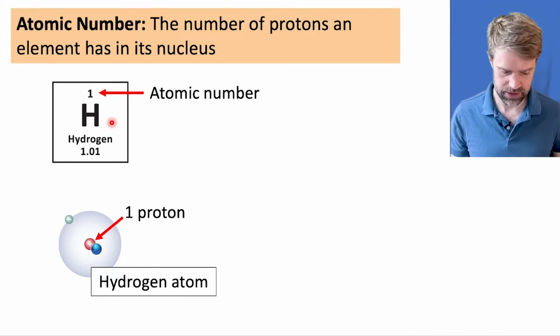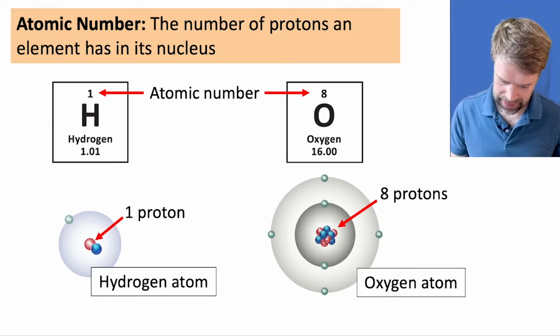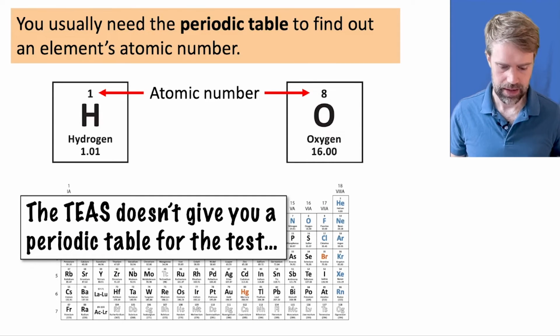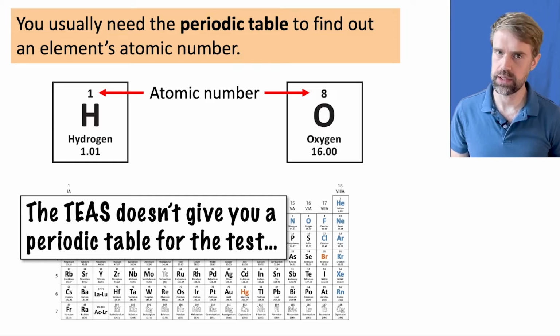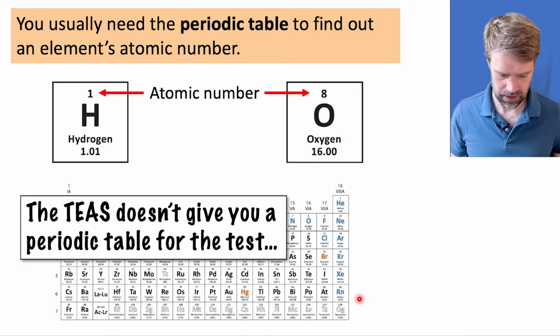Hydrogen here has an atomic number of 1. Every hydrogen atom in the universe has 1 proton in its nucleus. And here is an oxygen atom with, you guessed it, 8 protons in the nucleus, atomic number 8. Now, as you can see, you usually need the periodic table to find out an element's atomic number.